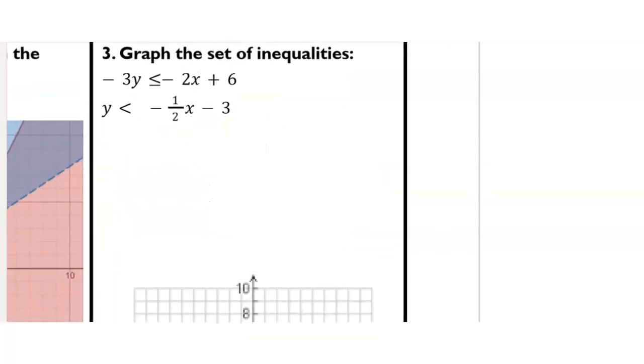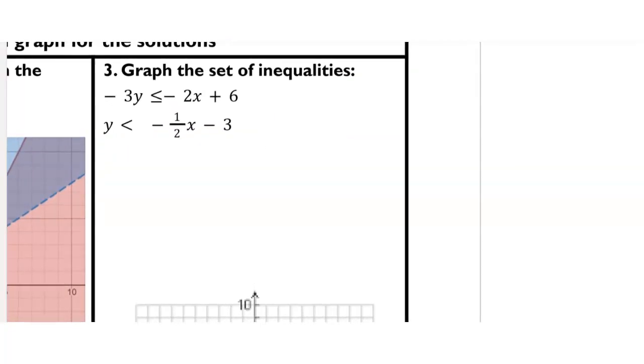For the next one, we're going to do the same thing. The first equation is not in slope-intercept form, so we're going to rewrite it so it is in slope-intercept form. The only thing that's keeping us from having it in slope-intercept form is this -3. It's attached to the y by multiplication, so we want to divide every number by -3.